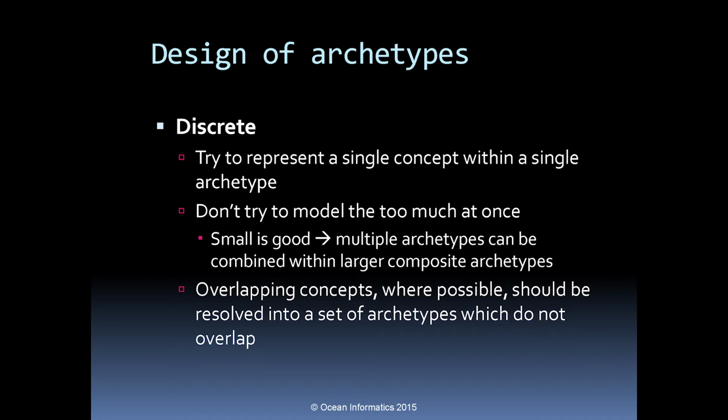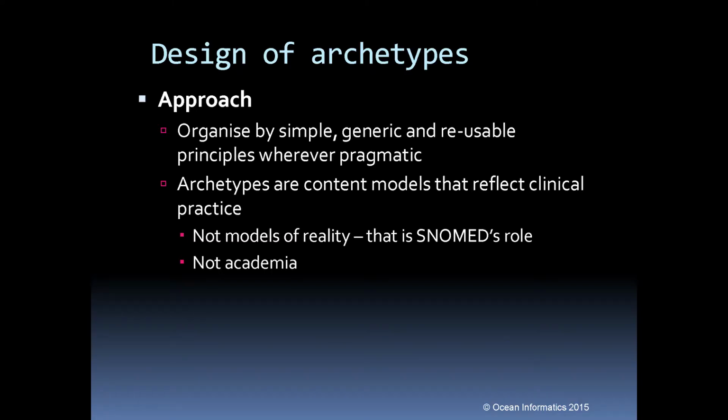We're looking at that maximal data set, and it should be as complete as possible, multiple sectors, multiple purposes, multiple priorities, whatever you can think of, we're trying to be as inclusive as possible. We're trying to represent a single concept within a single archetype. We don't want to model too much at once. Small is good, because we can always put multiple archetypes together. So in fact, that's where that level of exertion thing made a lot of sense, but not until we'd actually looked at what are some of the patterns that sit alongside the blood pressure, the pulse and so on. It became obvious we needed similar patterns being used in different archetypes. And we want to try and minimise the opportunity for overlapping concepts. So we organise by simple, generic, reusable principles.